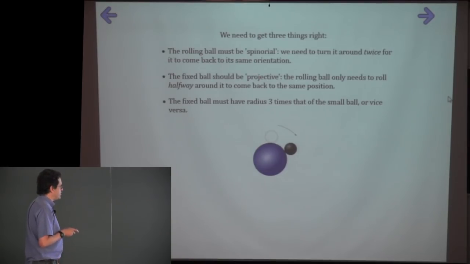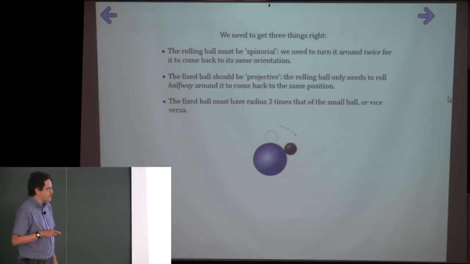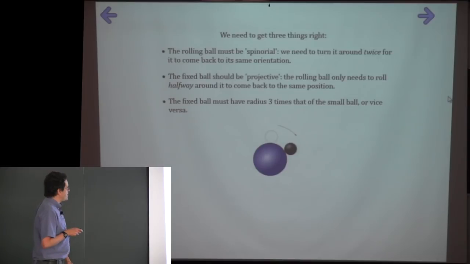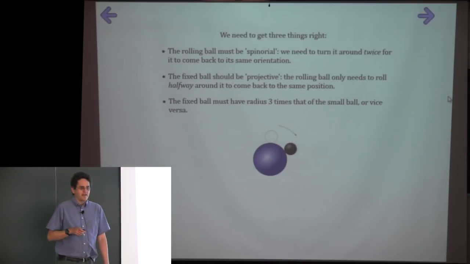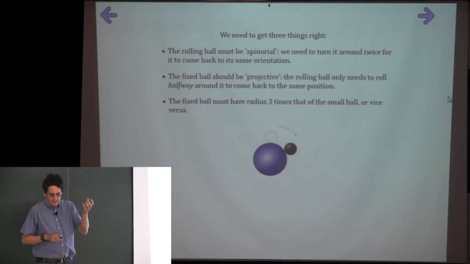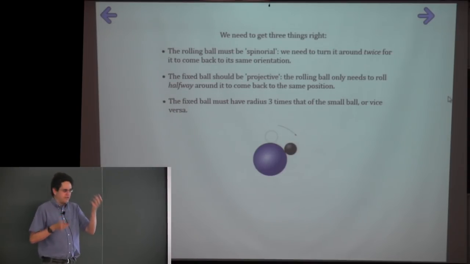First of all, the small ball, the rolling ball, is not exactly an ordinary ball. It's a spinor ball. What does that mean? Well, a while back, physicists discovered something amazing about nature, which is that there are particles, like electrons, protons, and neutrons, that if you turn them 360 degrees, they don't come back to where they were. They're different. And it took people a lot of time to understand that. Now we understand it.